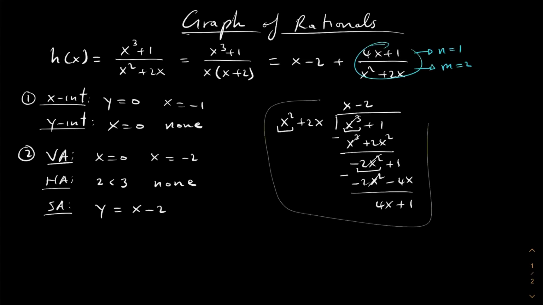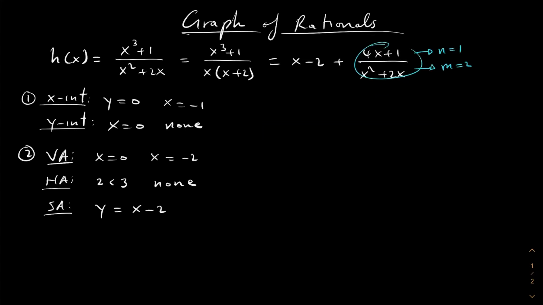So I'm going to show you how to find the location where your graph crosses your asymptote in this case. You're going to have to set the function and the asymptote equal to each other. So I'm going to have here x minus 2 plus (4x plus 1) divided by (x squared plus 2x), that's the function, equals x minus 2. That's the slanted asymptote. And so I'm going to go ahead and solve for x here.